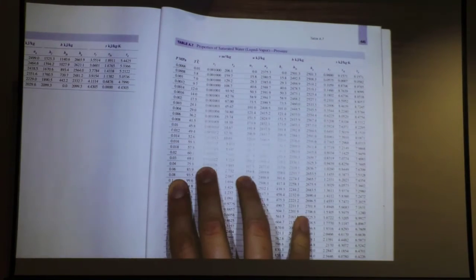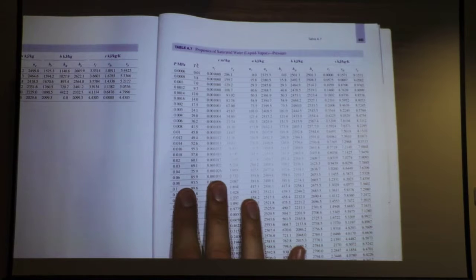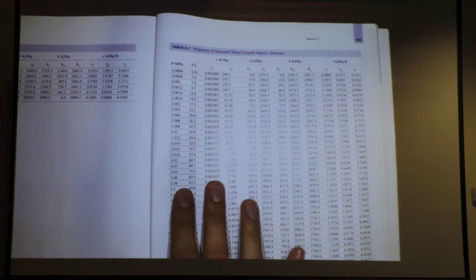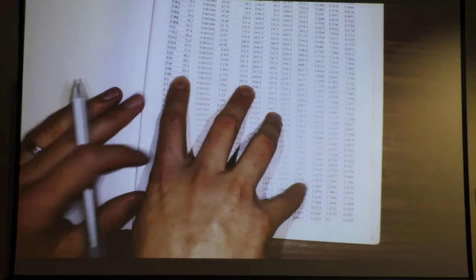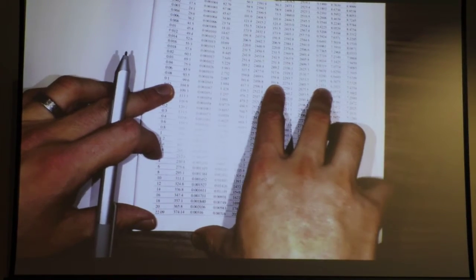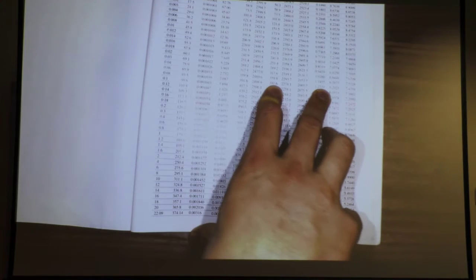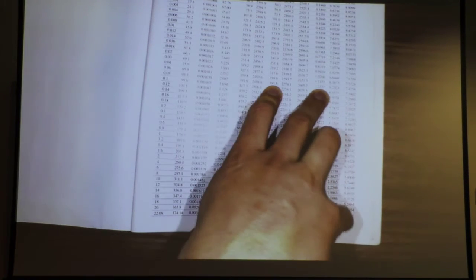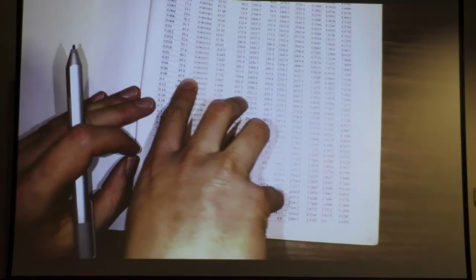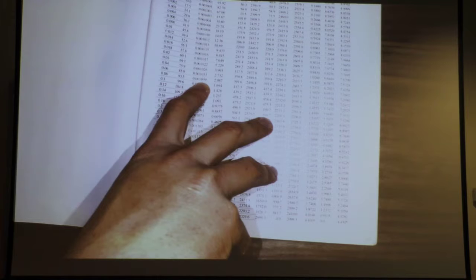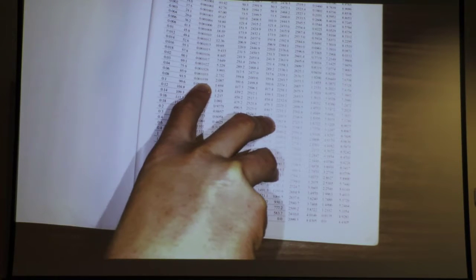Right here. 80 kilopascals and an X of 0 will give us an H and an S of these. Good. S of. And let's take the V as well. Excellent.